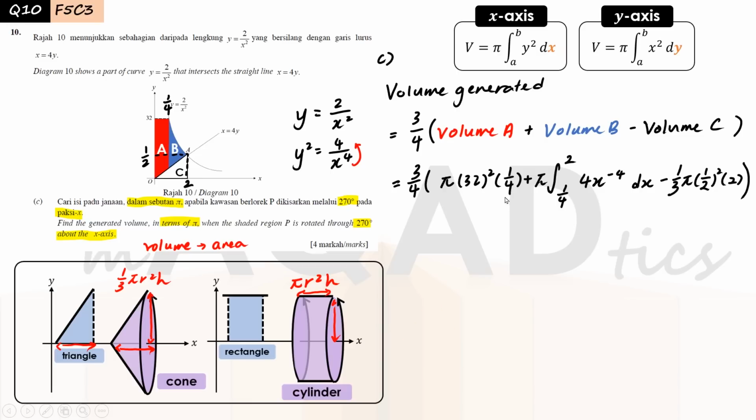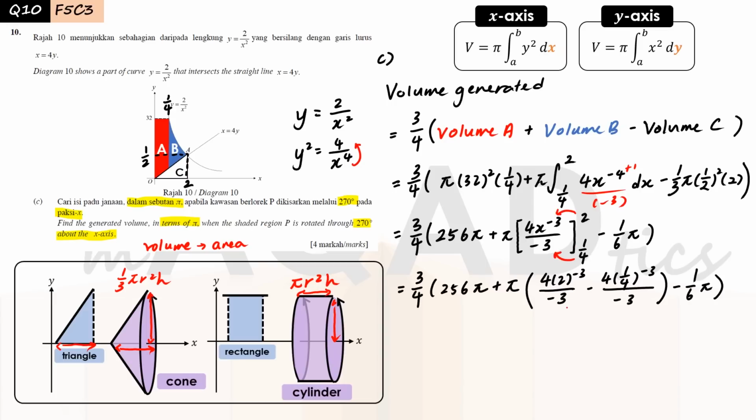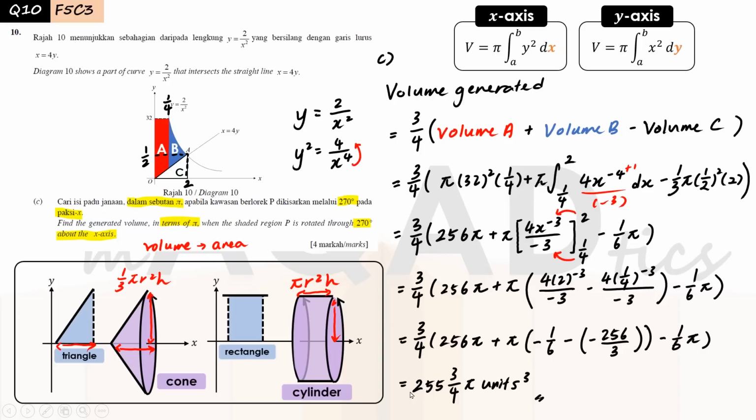Now we can simplify the entire expression here. For this one, we are just going to integrate using the regular way. Power, I add 1, and I'm going to divide with the new power, which is -4 plus 1, which is -3. I'm going to put the range of values of x on the end of the bracket here. Then what I'm going to do is to substitute the two values inside this bracket and find the difference. Once we simplify everything, we can get the volume generated, which is 255 and 3/4 pi units cubed.